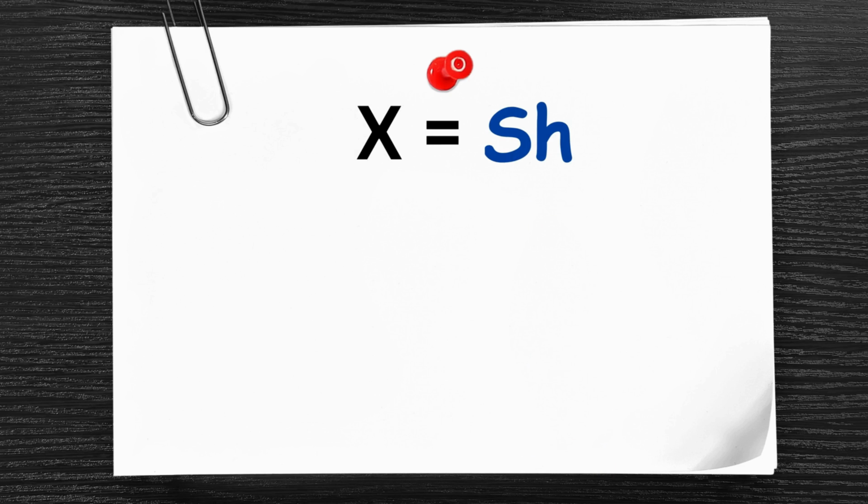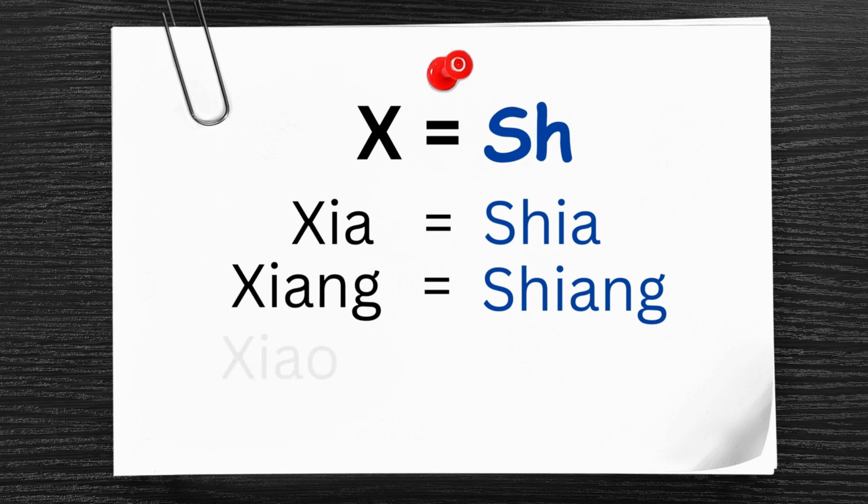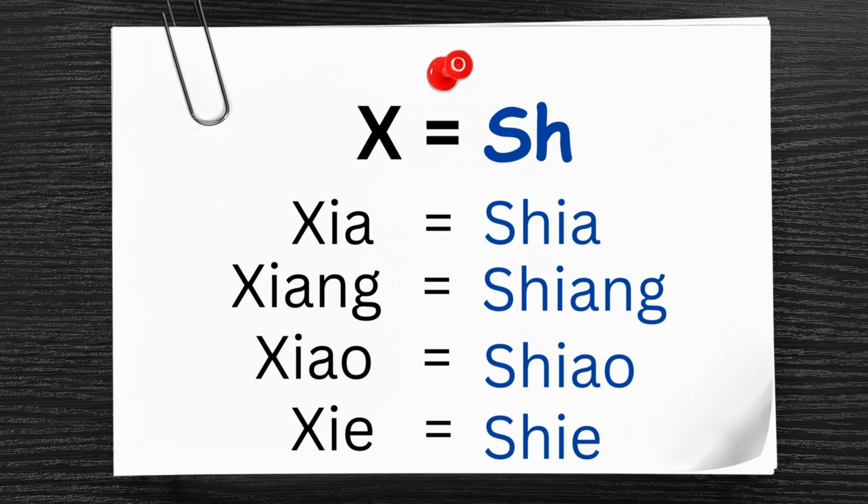The next letter is X. This letter must be sounded sha. Here, this way, letter X is pronounced like a sha sound: xia, xiang, xiao, xi.